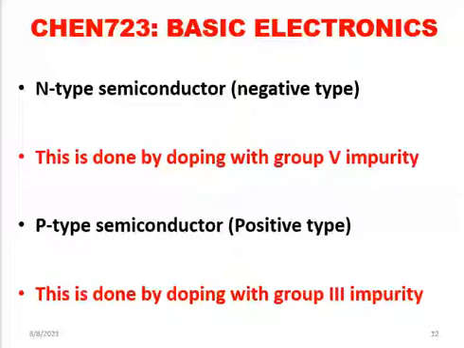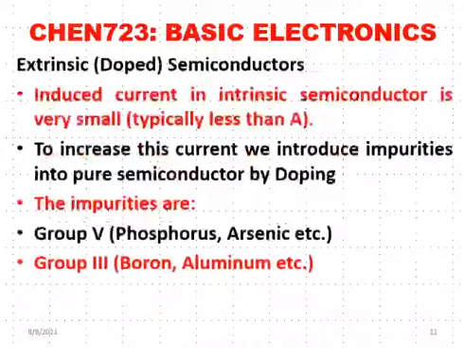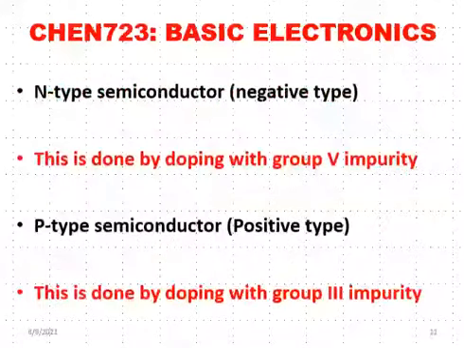Now, let us see how that actually happens. As we've said, the foreign elements that we normally introduce to create an extrinsic semiconductor are either group 5, for example phosphorus, arsenic, or group 3, like boron or aluminium.